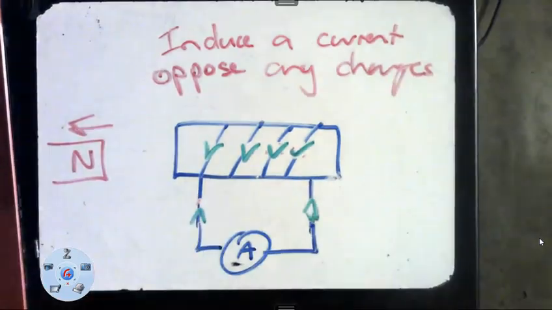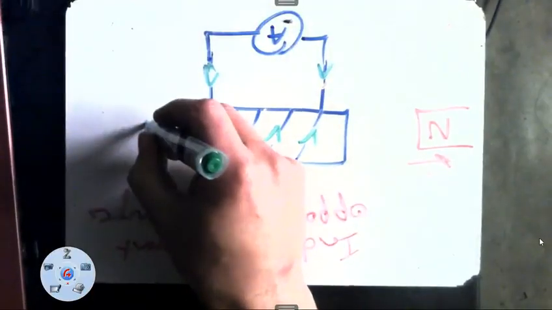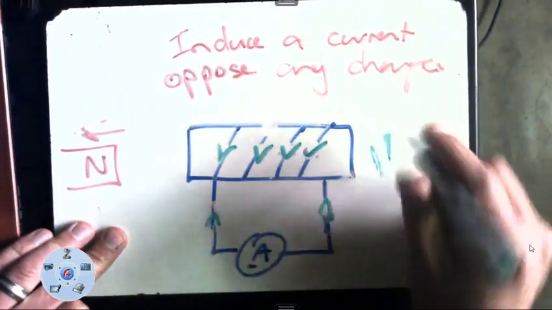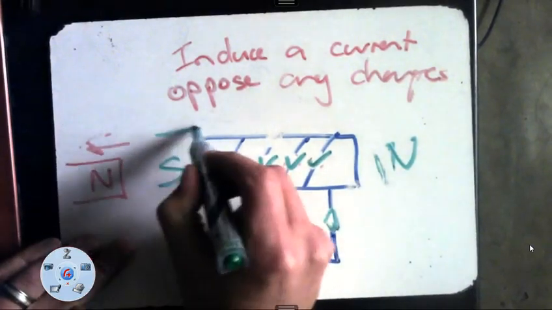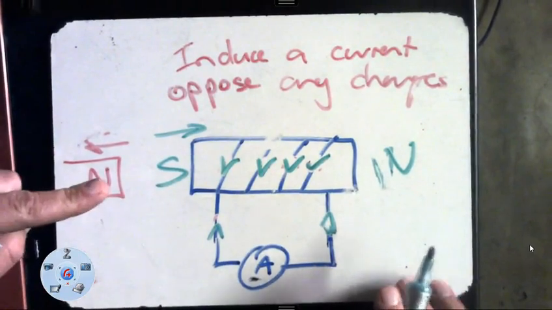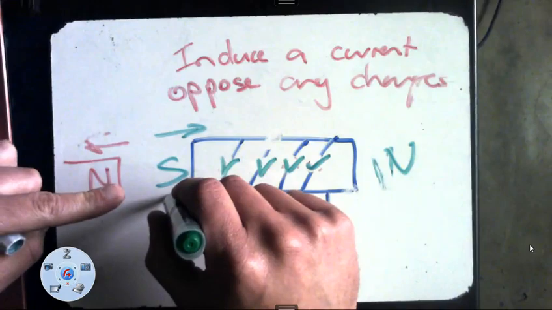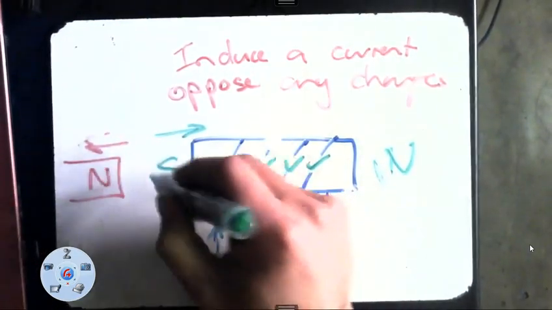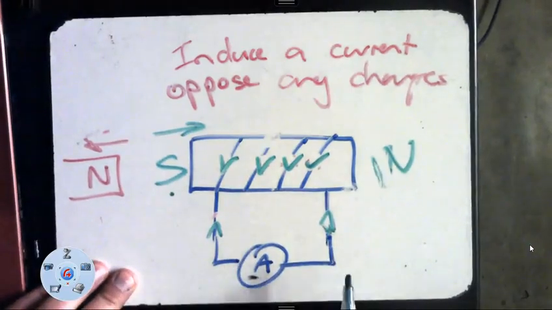And if I use my right-hand rule, okay, remember, you can turn your board around. Okay, north is going to be here. Let's just do it like that. And south is going to be here. So how is it opposing me now? It's attracting. Okay? So when I want to bring my north towards, it creates a north to repel me. And when I'm taking my north away, it creates a south. So it changes the direction. This current has a mind of its own.